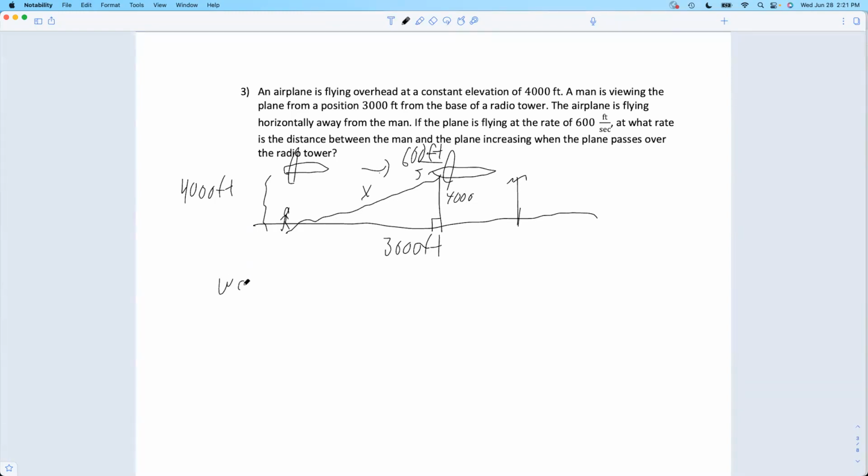I want its rate of change, dx/dt, at a particular moment in time, when this distance down here, maybe we'll call this d, d is 3,000 feet. Because that's when the plane will be over top of this tower. I could even fill in my triangle. It might look better if I fill in this triangle.